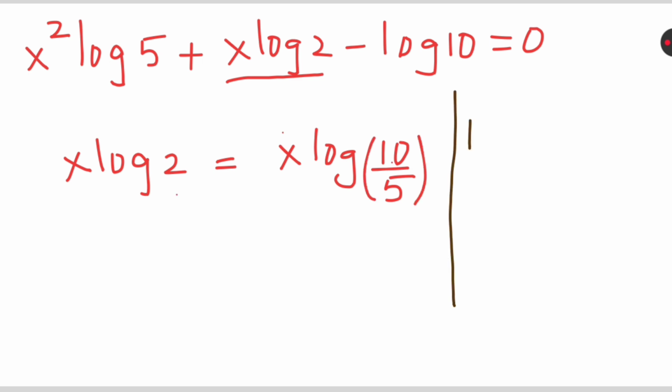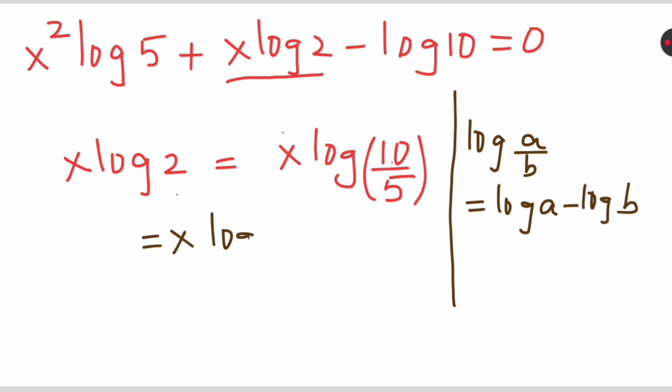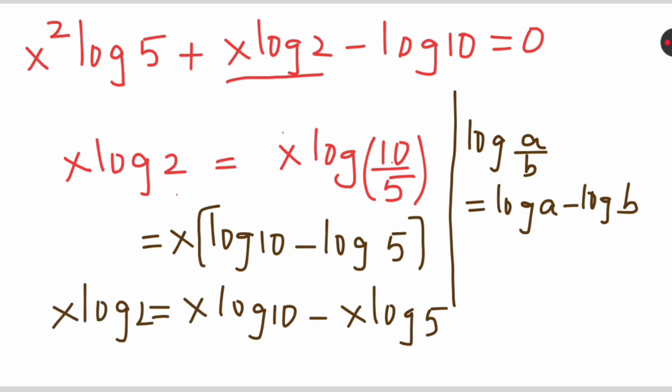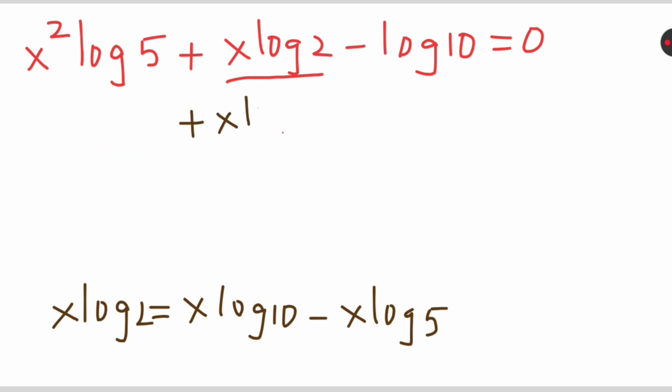Now it is in form of log of a over b. We can write this as log a minus log b. So we can write this as log 10 minus log 5. After expanding the bracket, you will get x log 10 minus x log 5. So that means instead of x log 2, we can write this as x log 10 minus x log 5. So now I am going to use this here: x log 10 minus x log 5, so these two terms instead of x log 2.